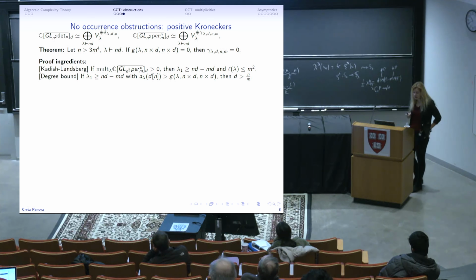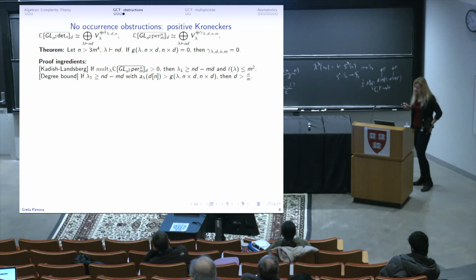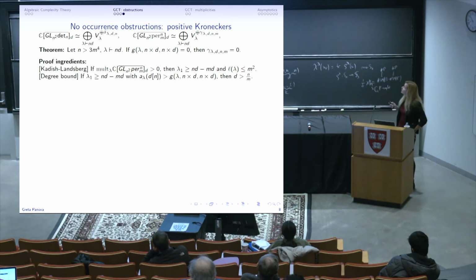Then there is also a degree bound. So if we are already in this situation, remember, we are looking for the Kronecker being 0, and the gamma, which is bounded above by this a, should be bigger than 0. Then we actually need to have that the degree for the regular functions that we're looking for in the coordinate ring should be bigger than n over m.